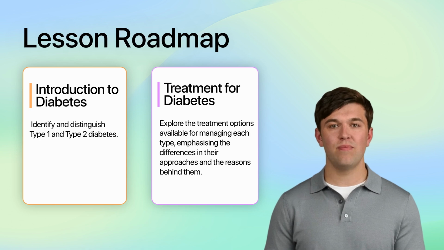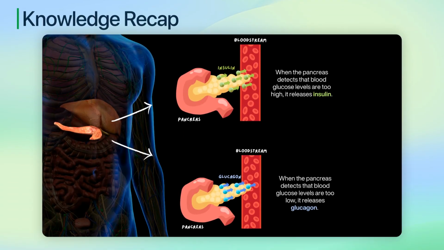reasons behind them. So far, you have learned how blood glucose levels are controlled in the body, including the roles of insulin and glucagon in regulating blood sugar. This foundational knowledge sets the stage for us to discuss how diabetes disrupts this balance and the strategies employed to manage this condition. Understanding the types of diabetes and their treatments highlights how the body's inability to regulate blood glucose can lead to chronic health issues. This insight is crucial for developing better treatment methods and improving the quality of life for those affected by diabetes.